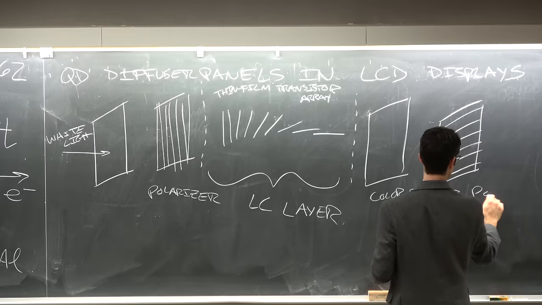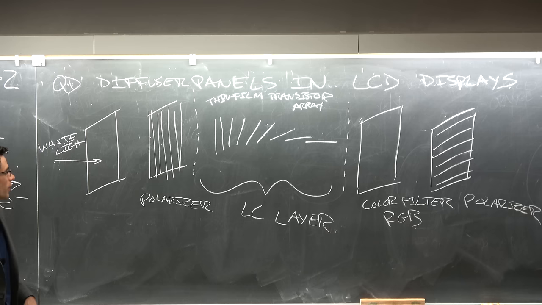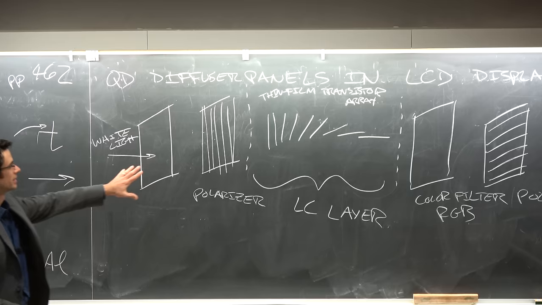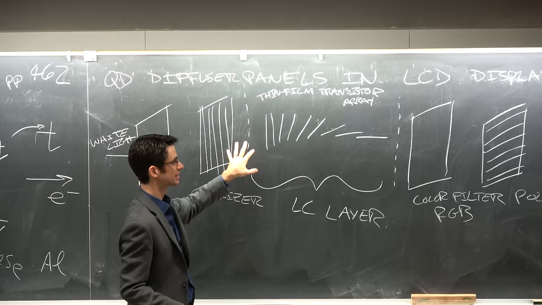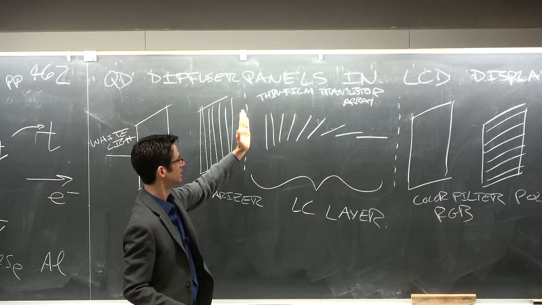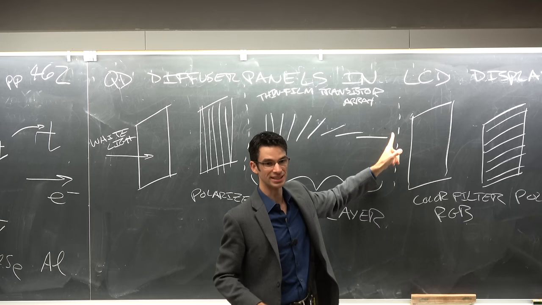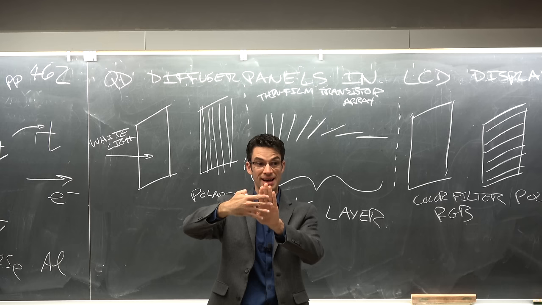So in the off state, there's no electrical bias on the liquid crystals. But you have a textured surface that allows the liquid crystal molecules to align in this direction in the back and then in this direction in the front. So you have two perpendicular panels that align the liquid crystals.